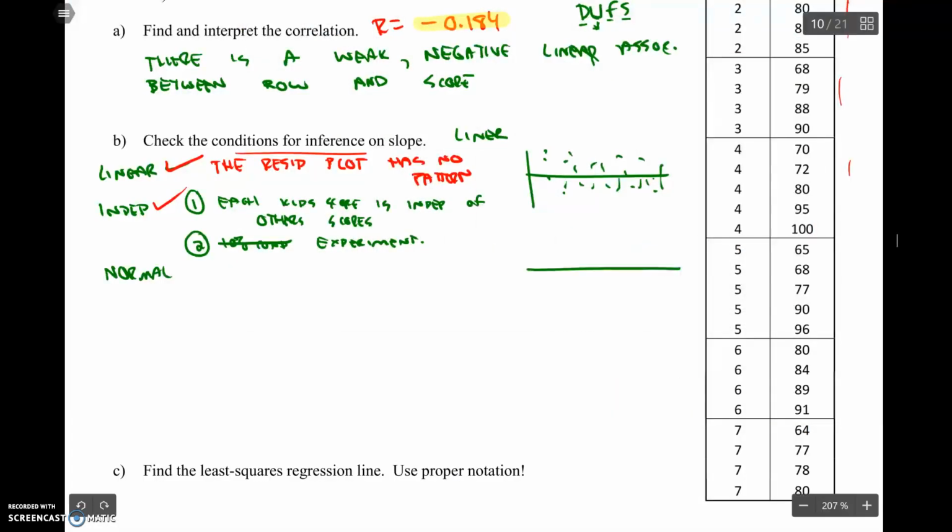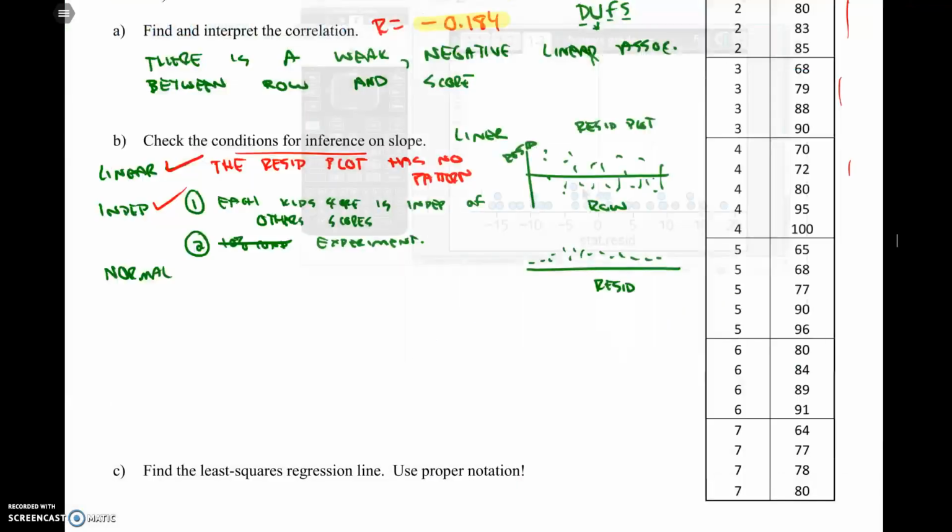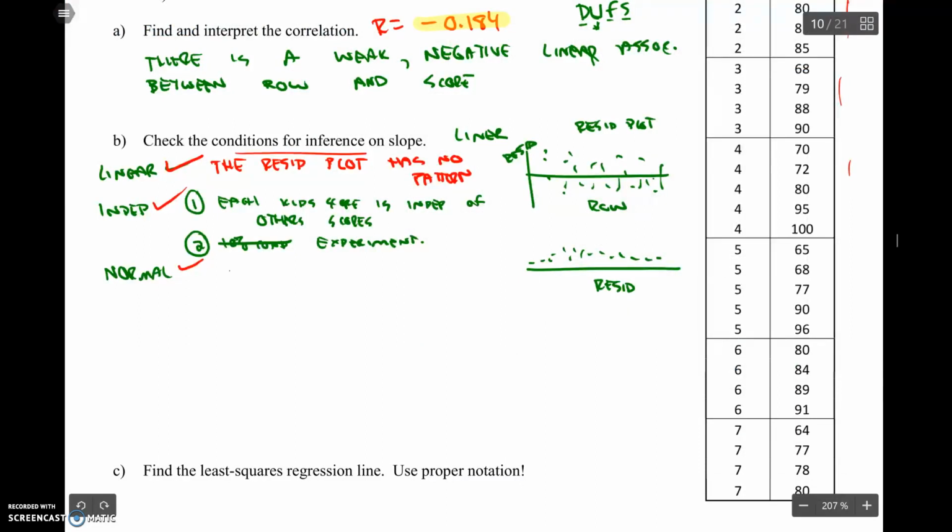So I'm going to copy the graph down here. Resid plot. This was row versus resid. Copy it down a little bit, try to get it accurate. So I'm going to say checks, and I'm going to say residuals are symmetric with no outliers. So checks.